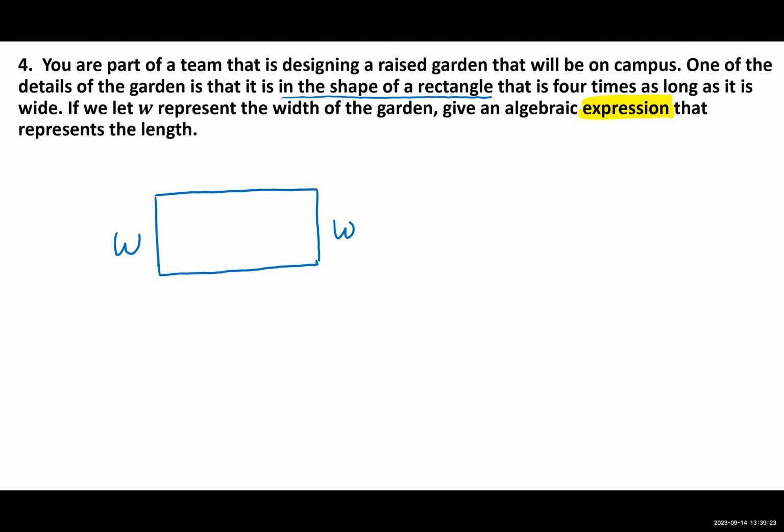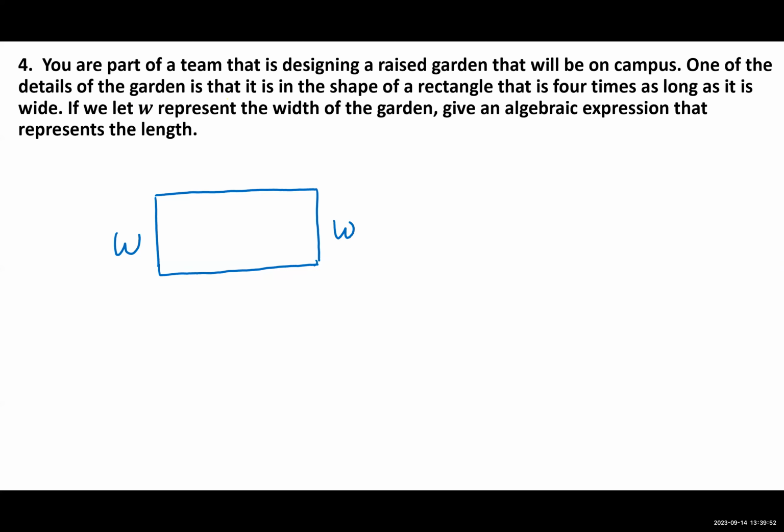The algebraic expression could be a single variable, a single letter. We could say L for length, X or whatever, but we don't want to do that. We don't want to use a second variable. As soon as we establish one symbol, we want to stick with just that one symbol. So I'm not going to use L for length. I'm going to use what's given in the problem.